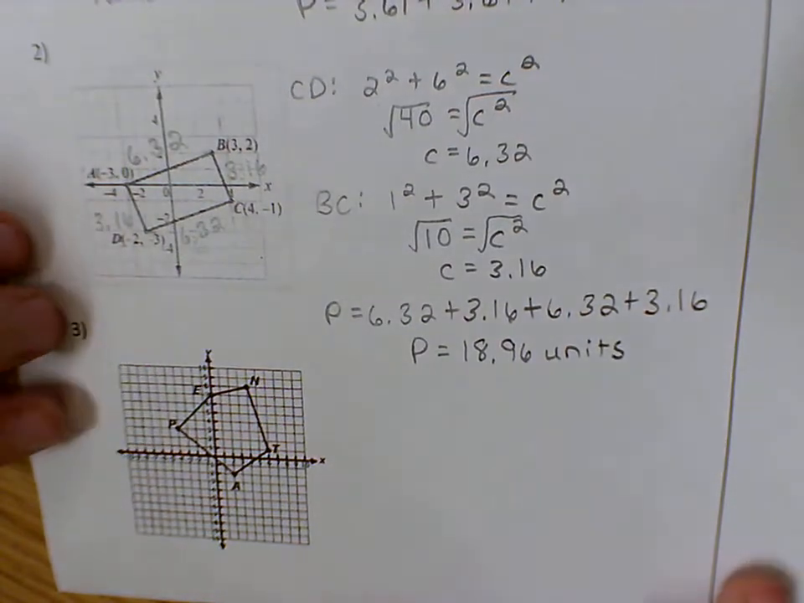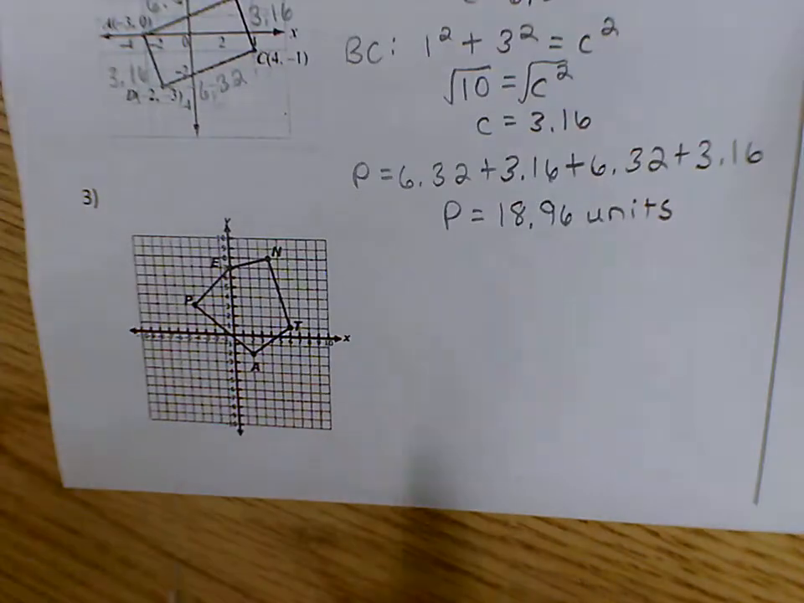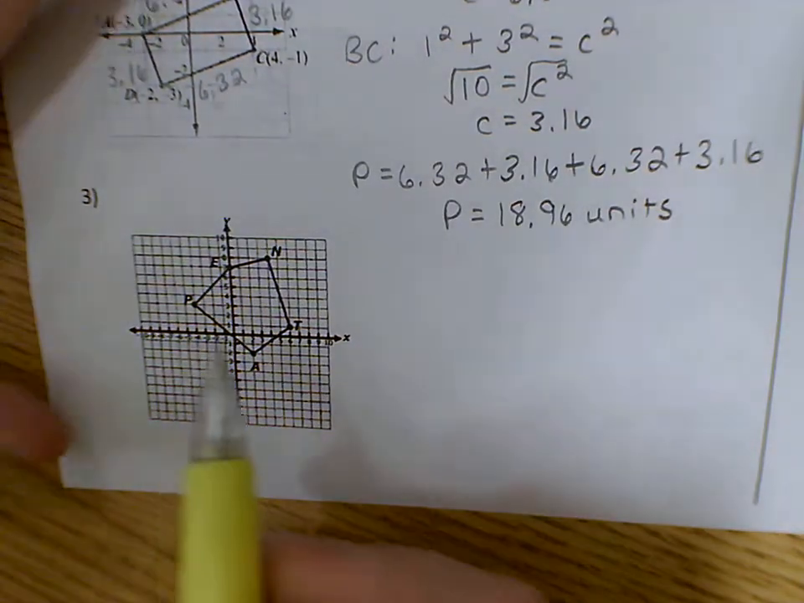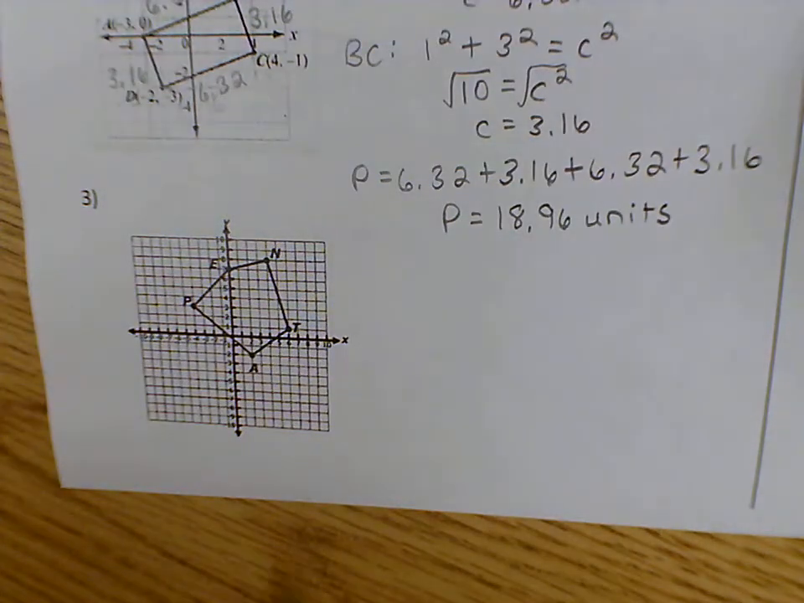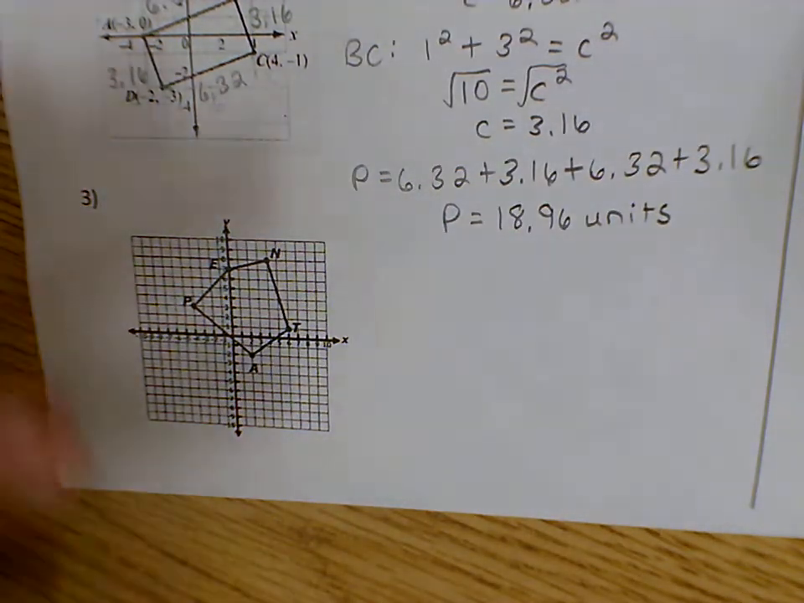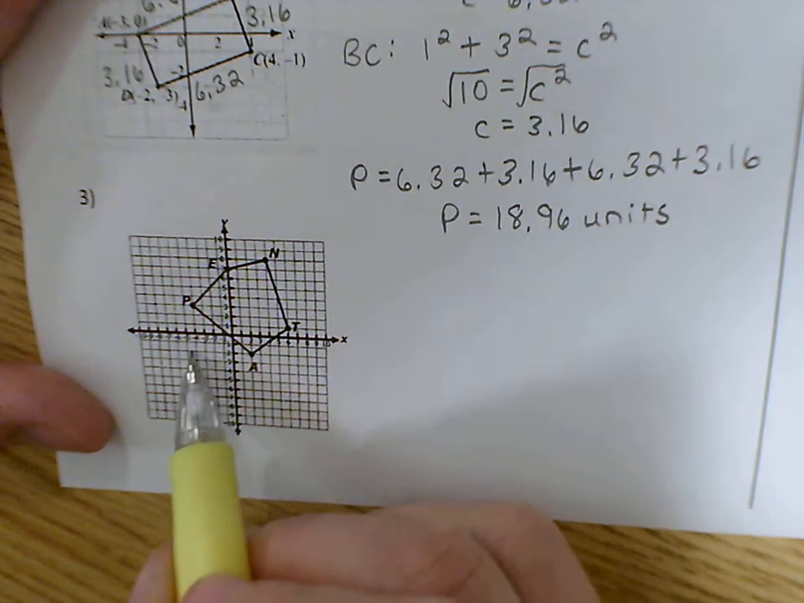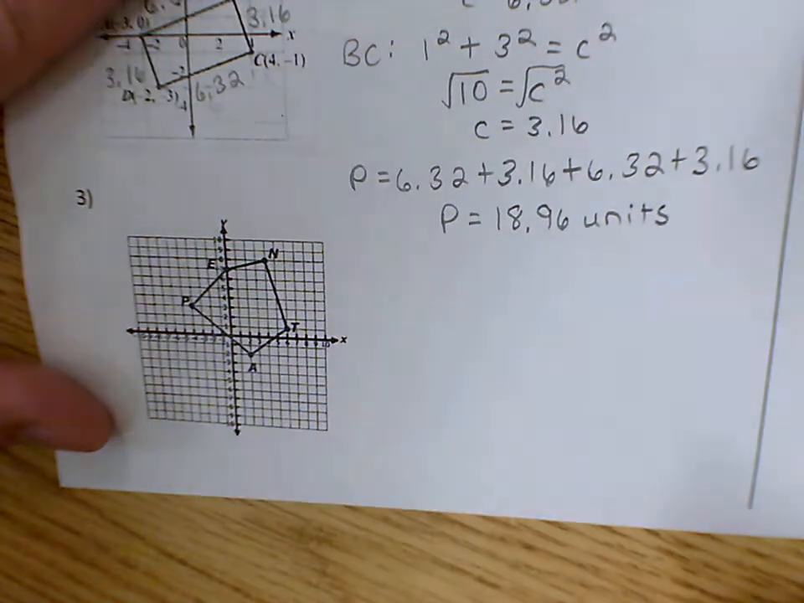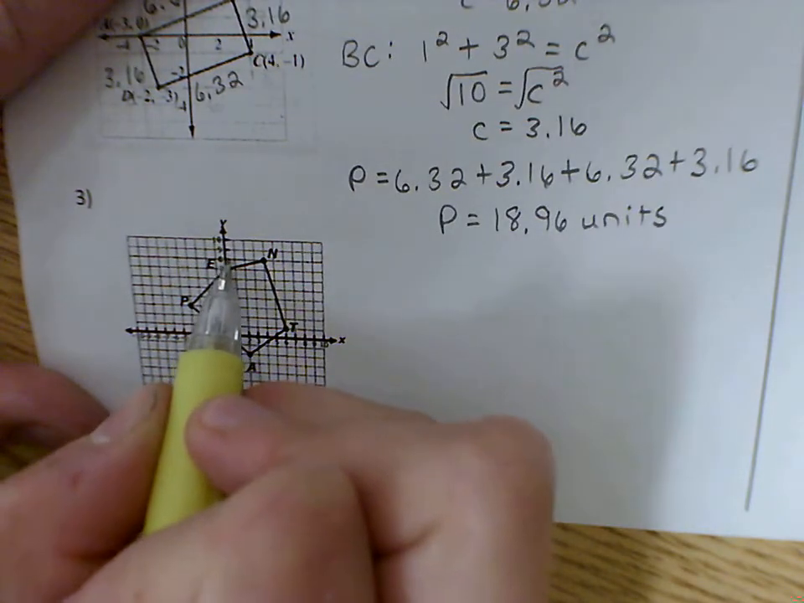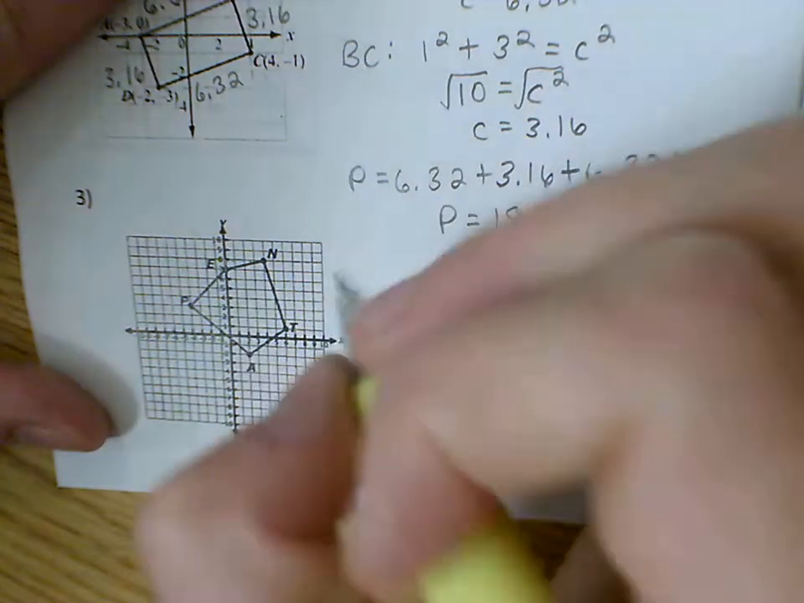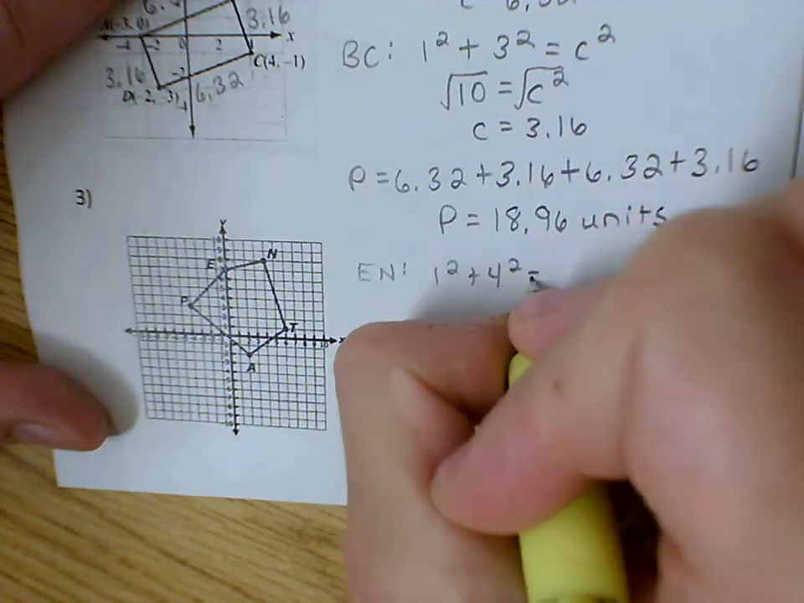All right. So this last one, notice you have all kinds of fun sides. All right. So the first thing that I look for is to see if any of my sides line up with the grid, and unfortunately they don't. So what you would do is you would create your little right triangles all the way around, and you would do Pythagorean theorem for each one, okay? So like for this one, you have 1 and then 1, 2, 3, 4. So for EN, you would take 1 squared plus 4 squared equals C squared.